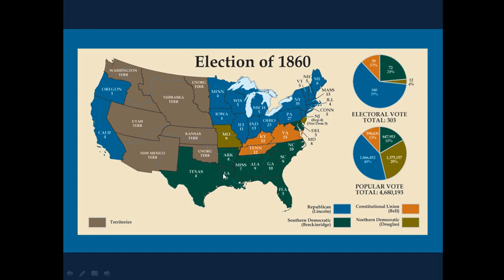Sorry, I think I said Bell took... no, I did say Bell took Tennessee. But you can see here, Breckinridge is in the South, completely outside of Maryland and Delaware.